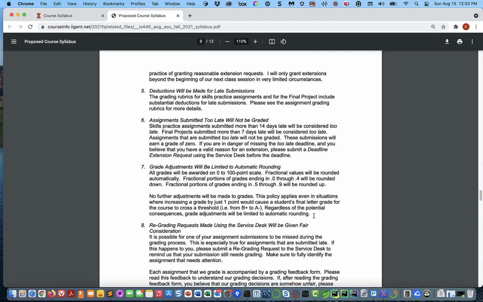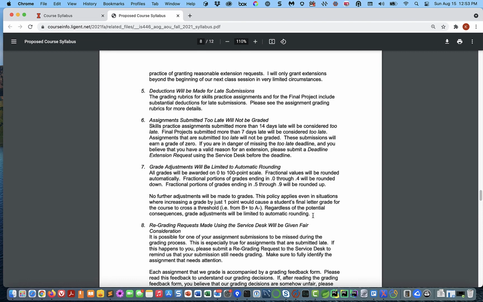The next one is very important and it's pretty simple. Grade adjustments will be limited to automatic rounding. Okay, so each assignment that we have is going to be graded from 1 to 100. Okay, and the grading rubric can yield fractional values. So you can get a 91.2 or a 91.55. Okay, and we're automatically going to round that with simple rounding so that we get an integer. So we're either going to get a 91 or a 92. Okay, and we're just going to use simple rounding.